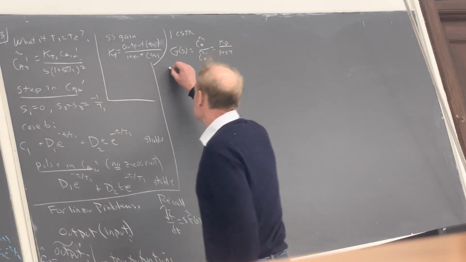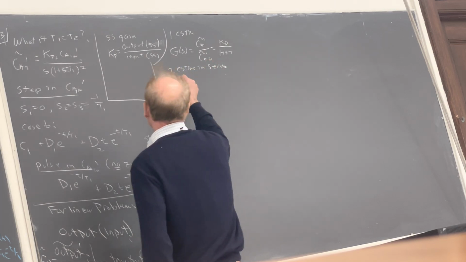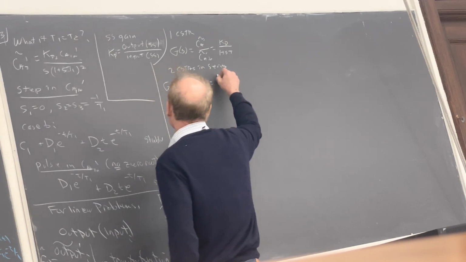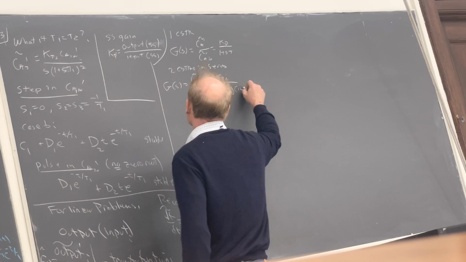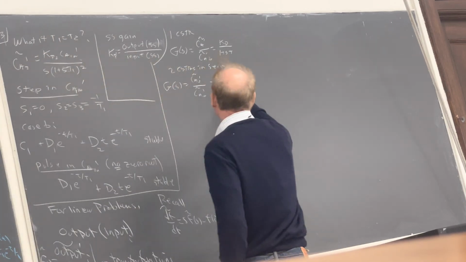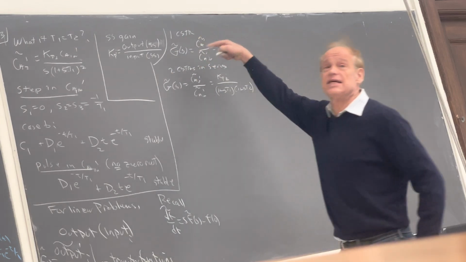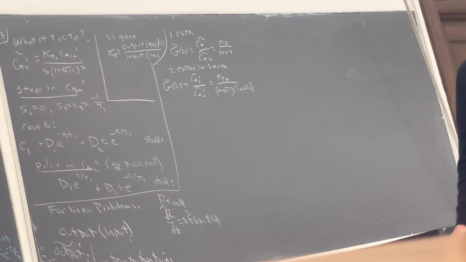How about two CSTRs in series? Then G of s is CA2 prime tilde over CAin prime tilde, and that's equal to Kp2 over (1 plus s tau1)(1 plus s tau2). This guy divided by that guy, which is Kp2 over that. So notice, G tilde actually has the Kp in it. The Kp's happen to be inside this G tilde, but they're not the whole thing, not the same thing.